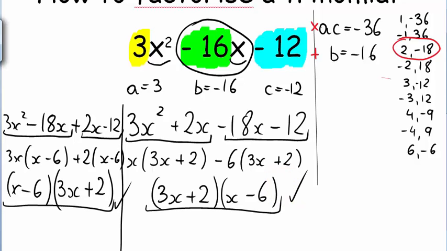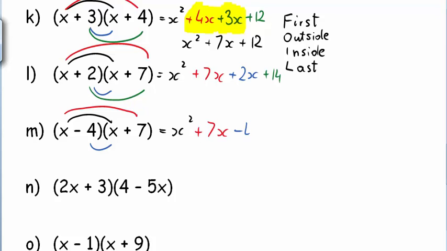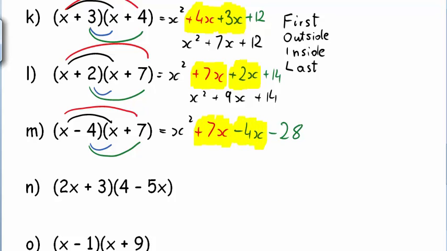Minus 4 times x is minus 4x. And minus 4 times 7 is minus 28. I should have actually combined these two terms because this is not the final solution yet. x squared plus 9x plus 14. Same in this example. x squared plus 3x minus 28.